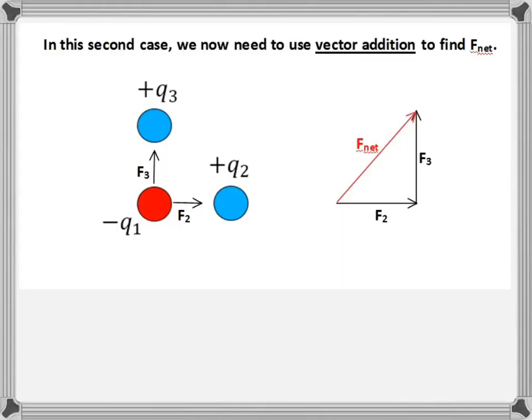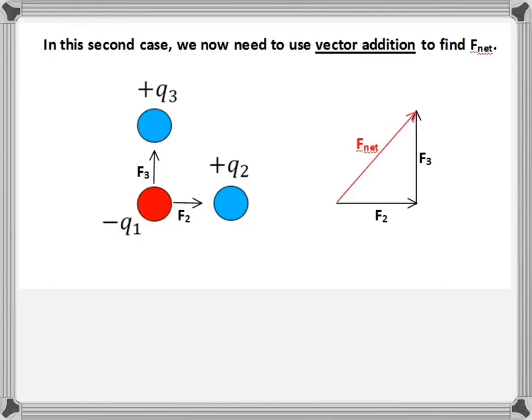So, in that second case where we have this L shape, what we need to do is use vector addition instead of just regular addition. So if this is the force caused by charge Q3 and this is the force caused by this other charge over here, then what I need to do is add those using vector addition. So I need to take one of these vectors and then add the other vector to it.